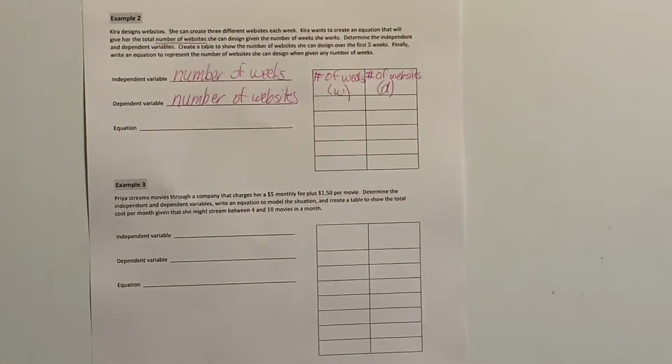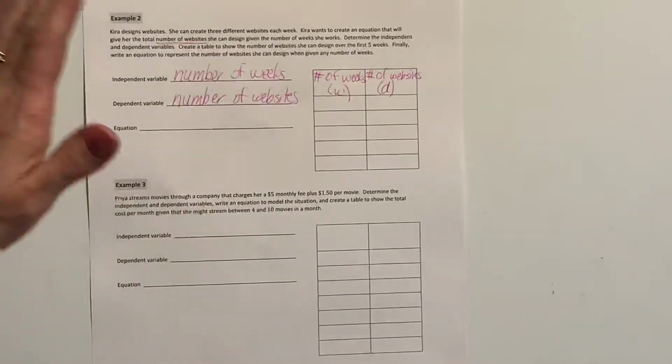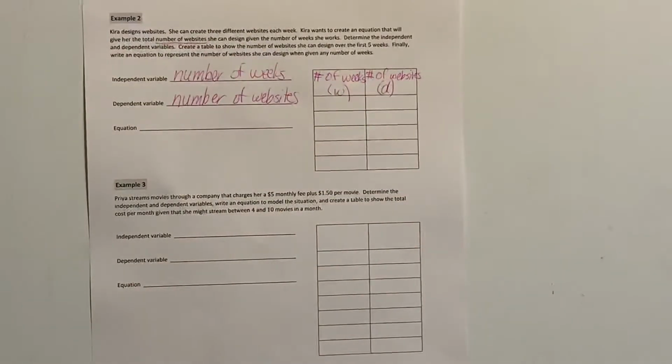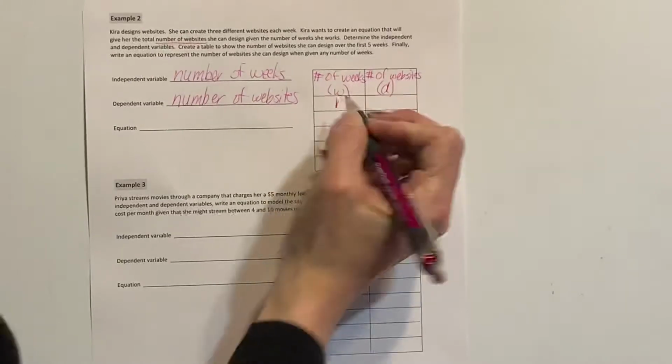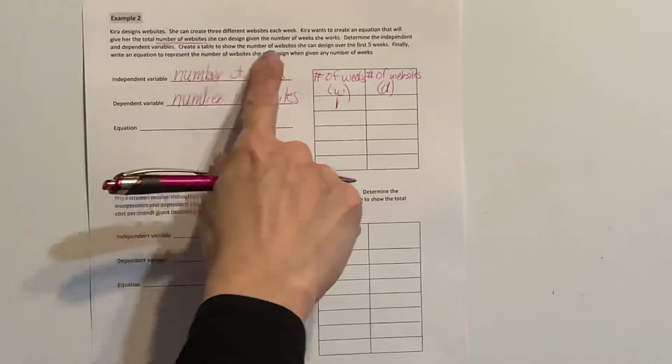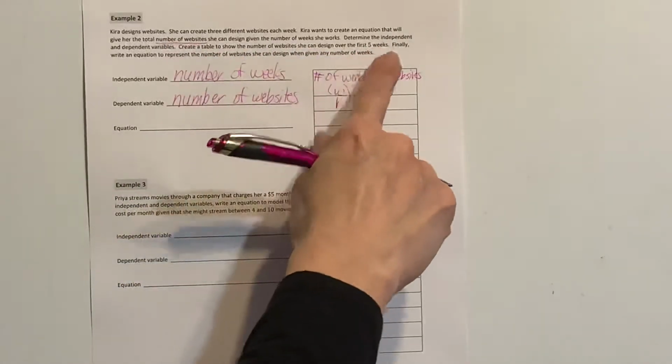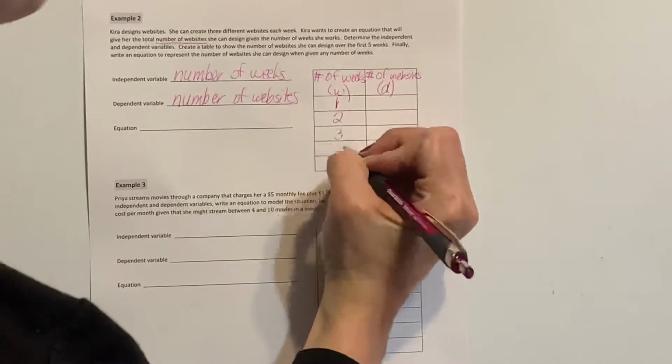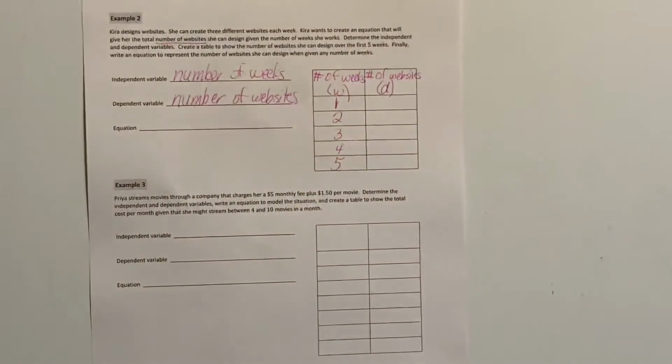All right, so does knowing which is the independent and which is the dependent help you write the equation? Well, it will help us write the equation when we get that far. We need to look at the relationship between the number of weeks and the number of websites. So at the end, we can write the equation. All right, so if she worked 1 week, now let's go back up to the information. It says to create a table to show the number of websites she can design over 5 weeks. So I already know that I'm going to be designing this for the first 5 weeks.